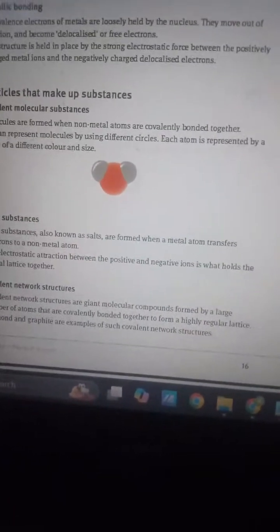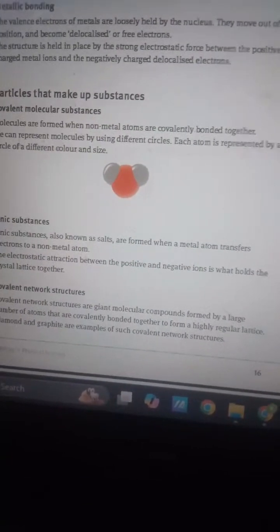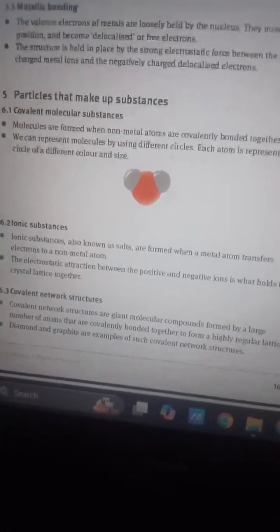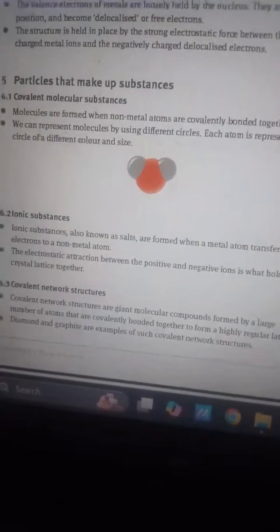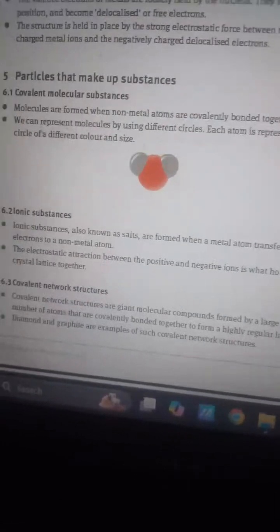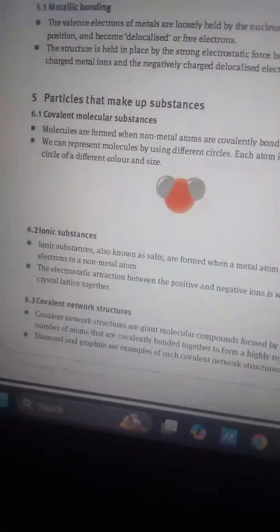So, the particles that make up substances: in covalent molecular substances, molecules are formed when non-metal atoms are covalently bonded together. So they can be represented by using different circles. Each atom is represented by a circle of a different color. So it's a different way of representing the bond compared to covalent bonding, for example.